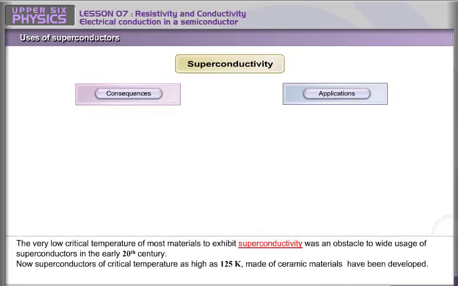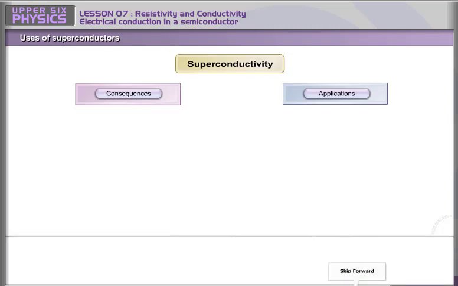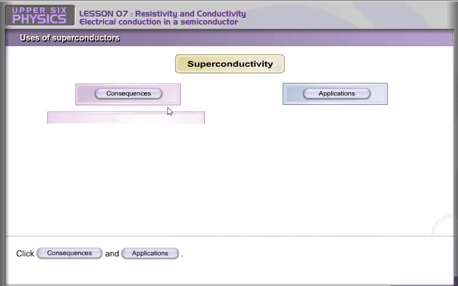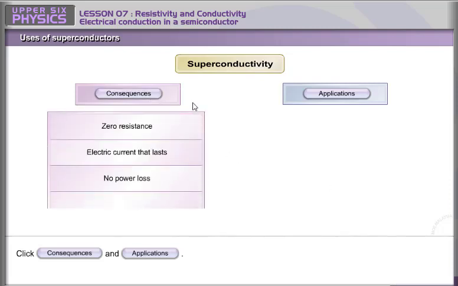The very low critical temperature of most materials to exhibit superconductivity was an obstacle to wide usage of superconductors in the early 20th century. Now, superconductors of critical temperature as high as 125 Kelvin made of ceramic materials have been developed. Click the Consequences button and the Applications button.